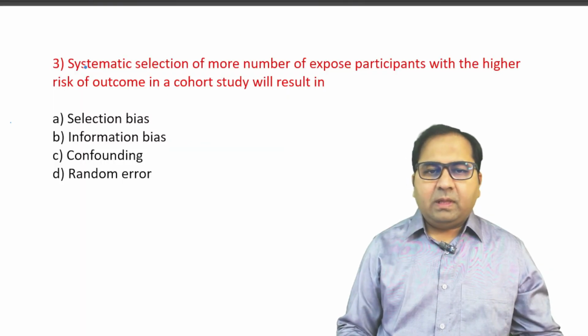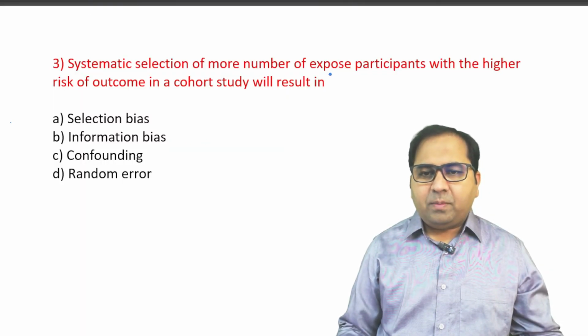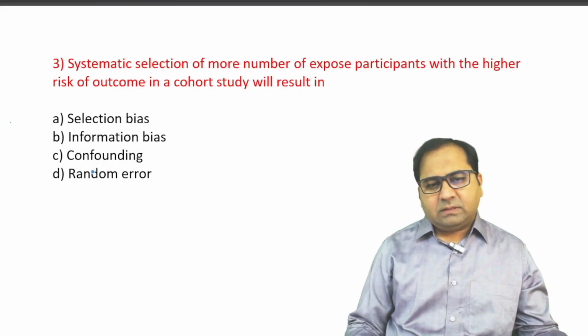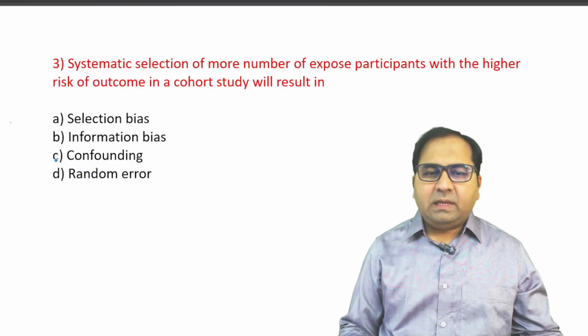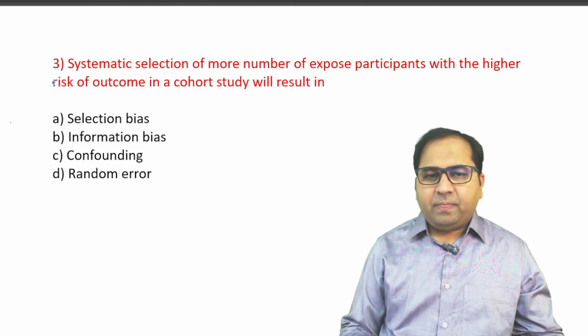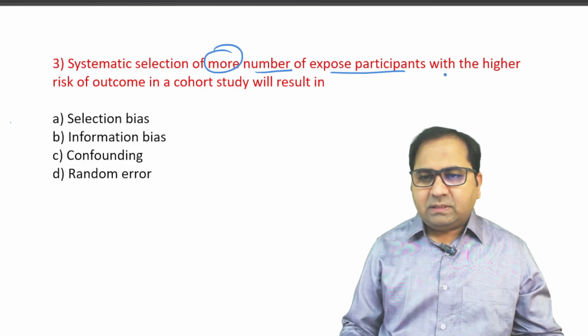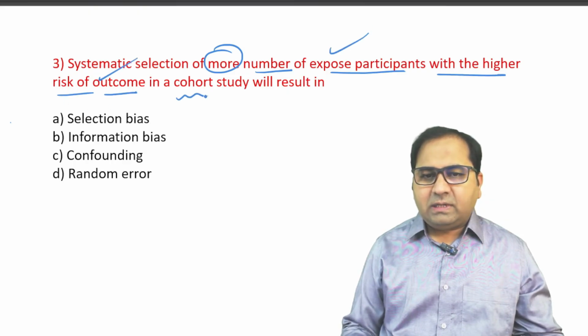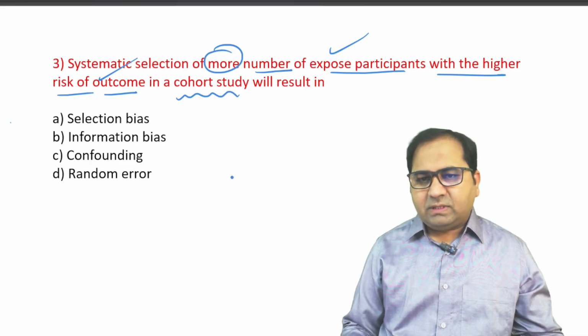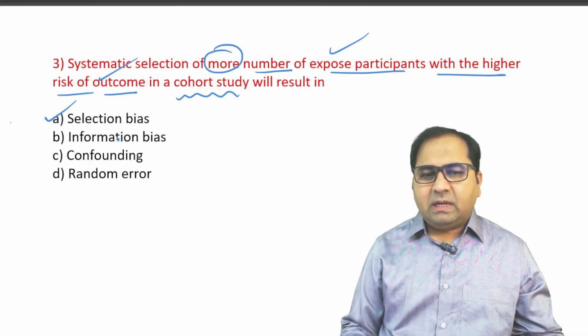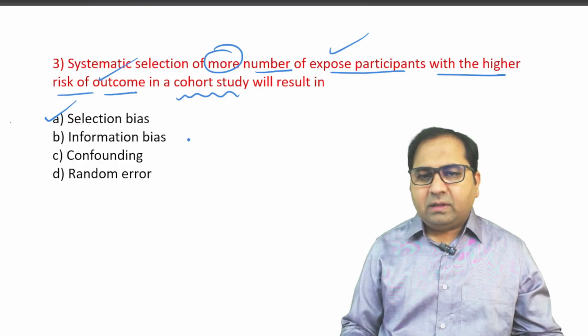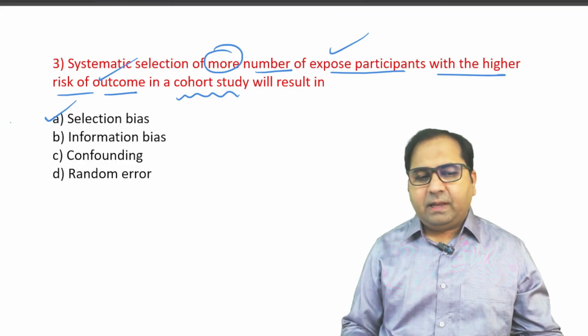Let us see the next question. Systematic selection of more number of exposed participants with the higher risk of outcome in a cohort study will result in what? Options are A. Selection bias, B. Information bias, C. Confounding, or D. Random error. Once again, systematic selection of more number of exposed participants with the higher risk of outcome in a cohort study will result in what? So the answer for this question, please remember this point, is selection bias. Selection bias will be resulting. Then next question.